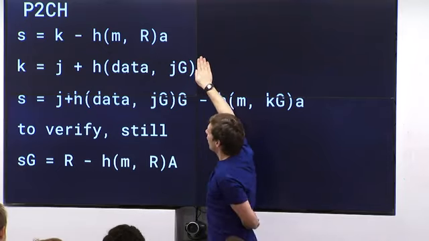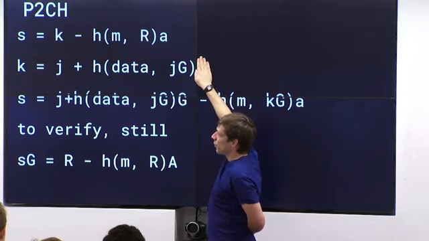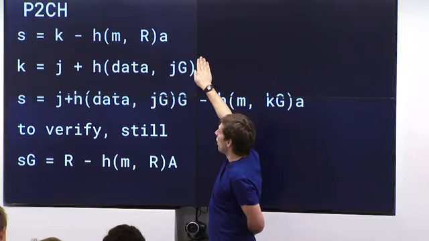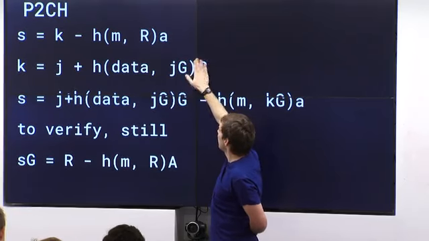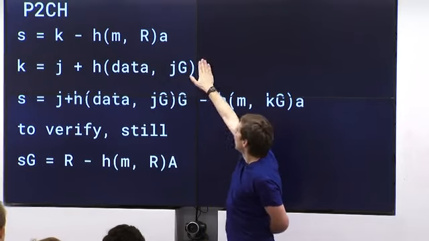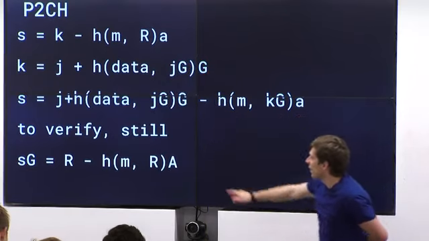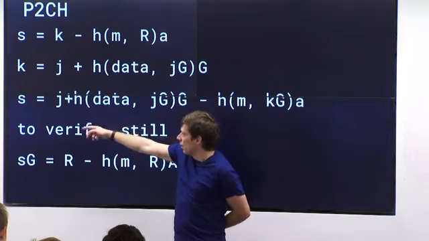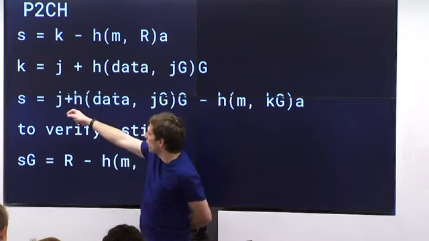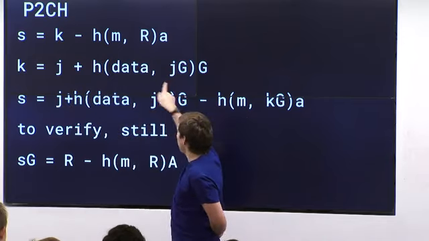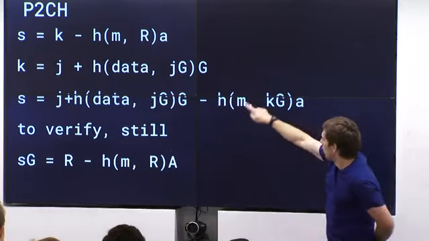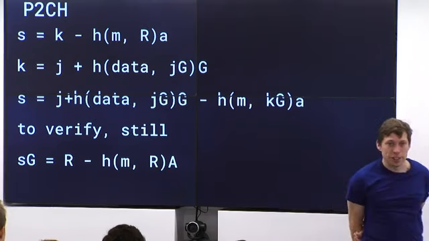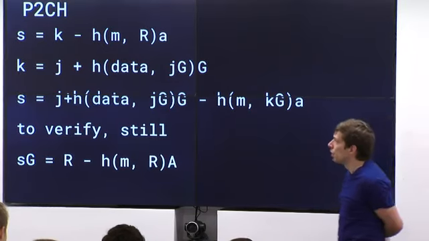So I redefine K as J, which is an actual random number, plus the hash of the data I want to commit to, and J times G. I think you get the idea. That should have been there. Anyway. And then the signature, it's still the same equation, right? I'm just saying, okay, it's this new K minus this thing. And so nobody necessarily knows that I'm doing this, right?